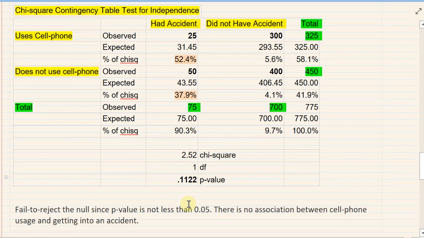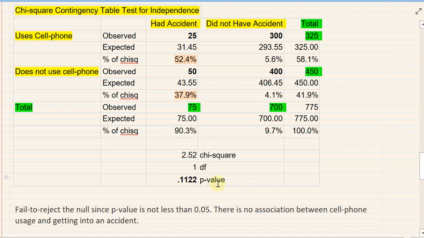What does the null say? The null says that for cell phone usage and having an accident, there is no association; they are independent, and we're not going to reject that null. So the null stands. There is no association between cell phone usage and incidence of having accidents.